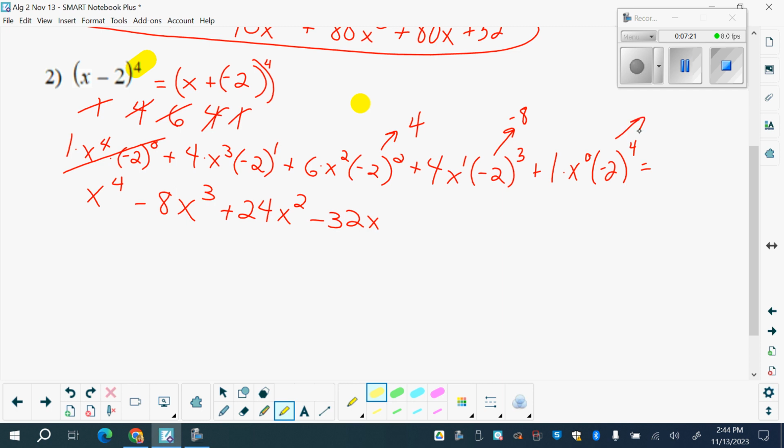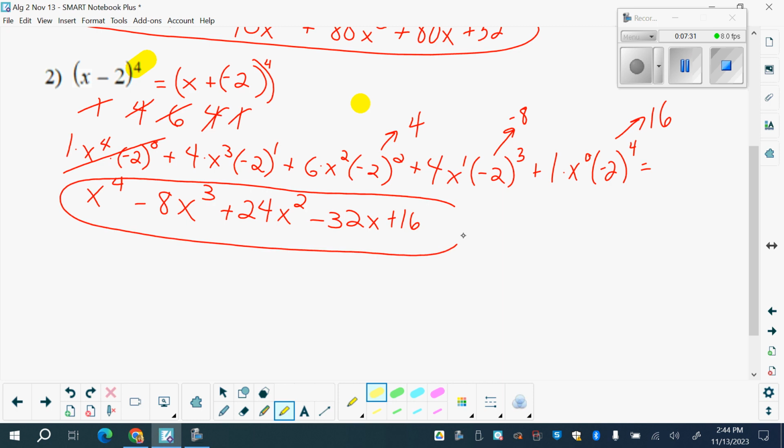When you put it in your calculator, you have to put parentheses around the negative 2. So this gives us positive 16, so this is plus 16. Pay attention. What do you notice about the signs? They alternate, don't they? Positive, negative, positive, negative, positive. They'll always do that if you've done it right. Okay, next one, number 3.